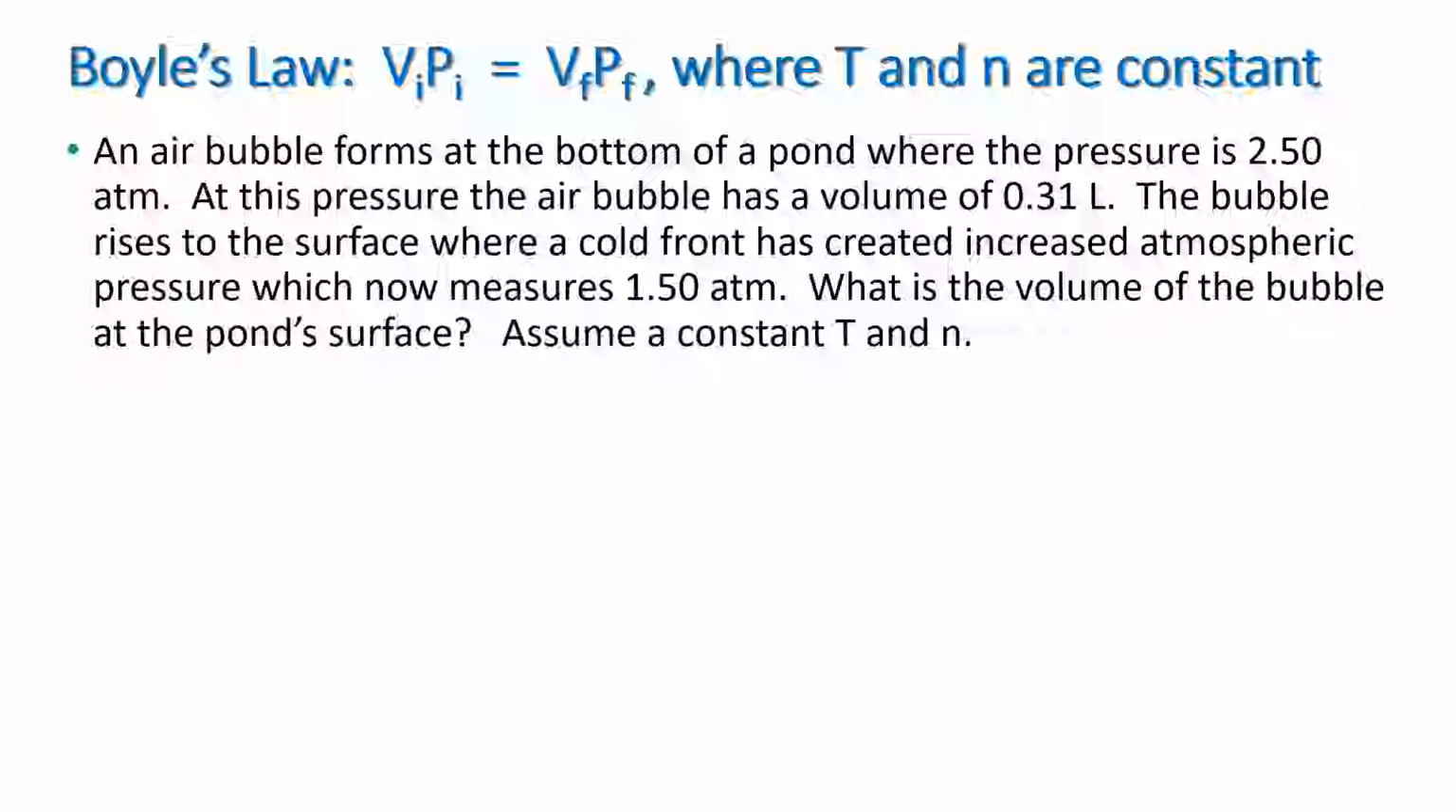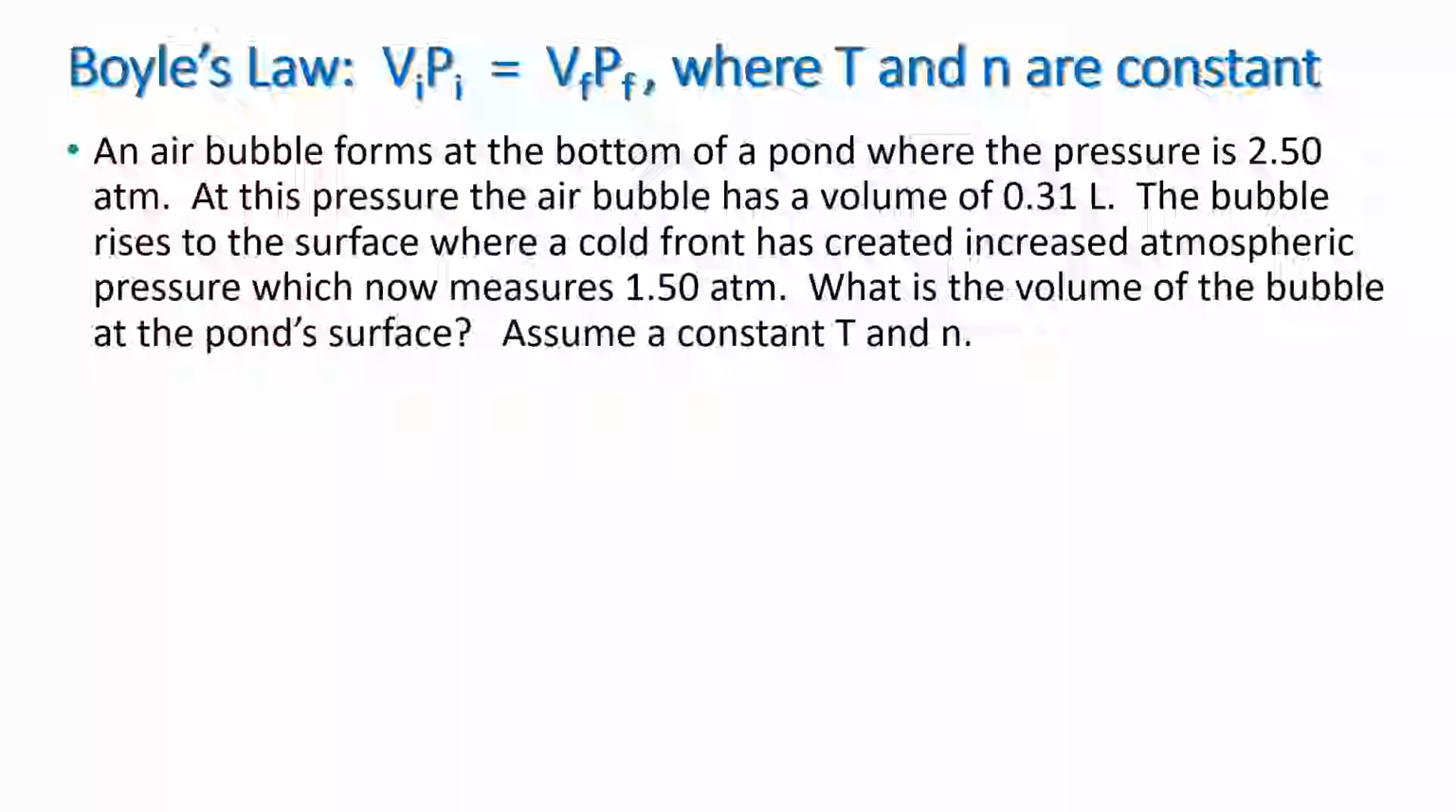unknowns. So our problem reads that an air bubble forms at the bottom of a pond where the pressure comes in at 2.50 atmospheres. At this pressure, the air bubble has a volume of 0.31 liters. The bubble rises to the surface where a cold front has created increased atmospheric pressure, which now measures at 1.50 atmospheres. What is the volume of the bubble at the pond's surface? And it states clearly here that we are to assume that temperature and moles are held constant.